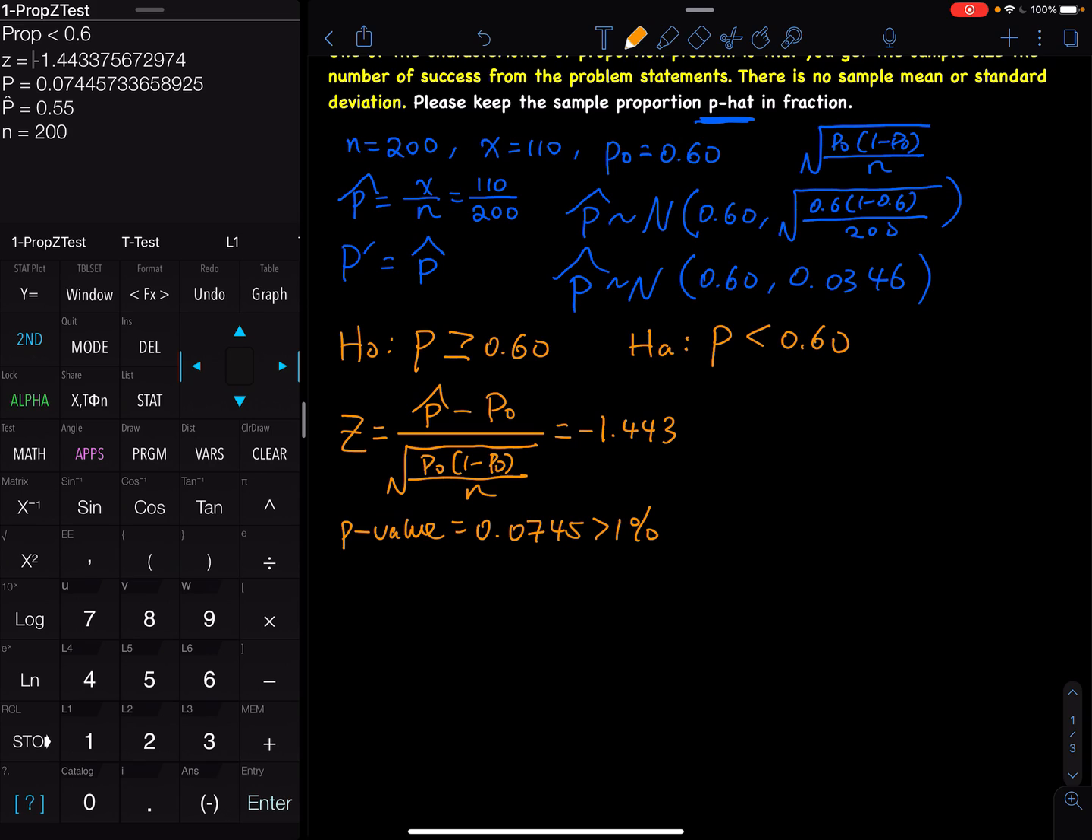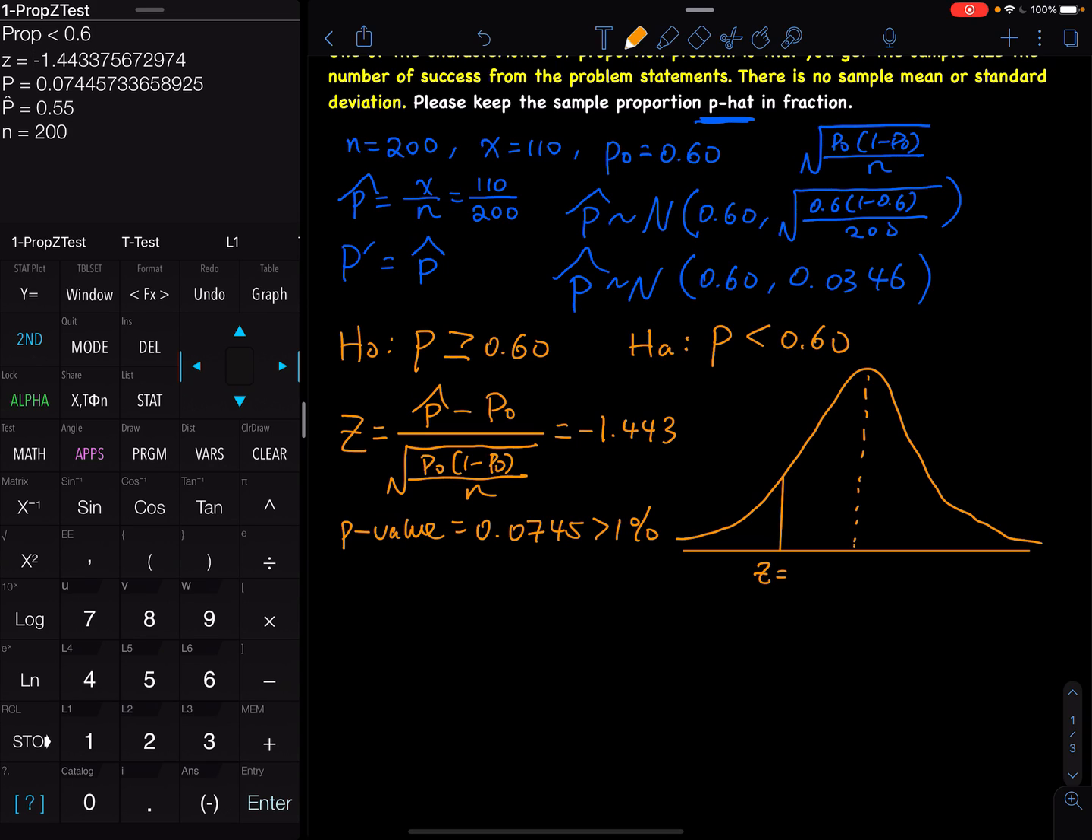What if you click the draw option? So if you click the draw option, this is what you will see. So you will see a bell curve, and then the mean is right in the middle. So the bell curve on your calculator is centered in the middle. So you have the mean right in the middle, and then you have negative 1.443, right? So negative 1.443 is around right here. So this is Z equals to negative 1.443, and the name of the negative 1.443 is called test statistic.